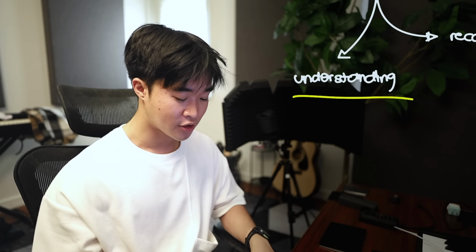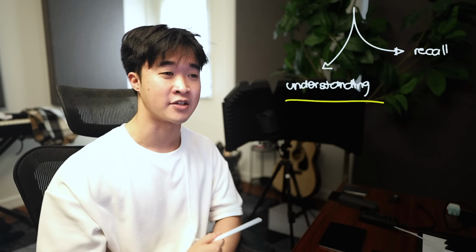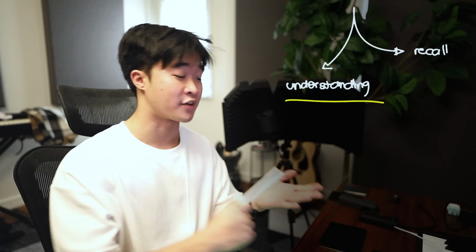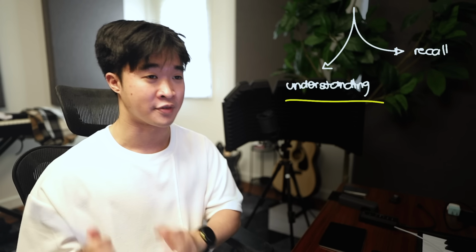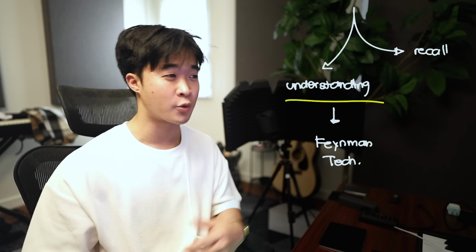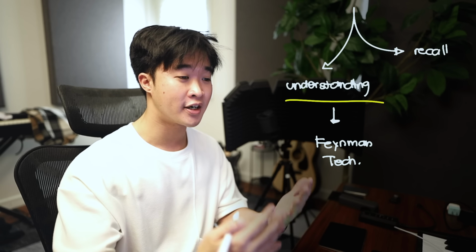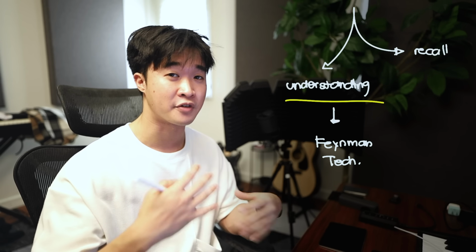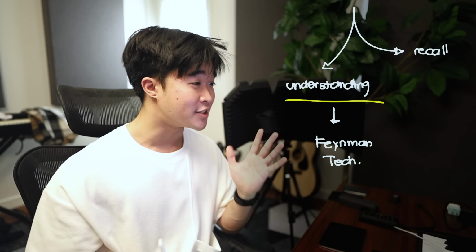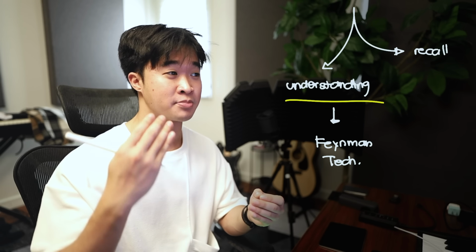So in order to understand, what I recommend for students to really gauge themselves if they truly understand a specific concept or a specific fact is to use the Feynman technique. And I'm sure you guys are aware of this, but the Feynman technique is essentially explaining a specific concept in a dumbed down version to another person. This is by far one of the best methods that can gauge your understanding of a specific topic.